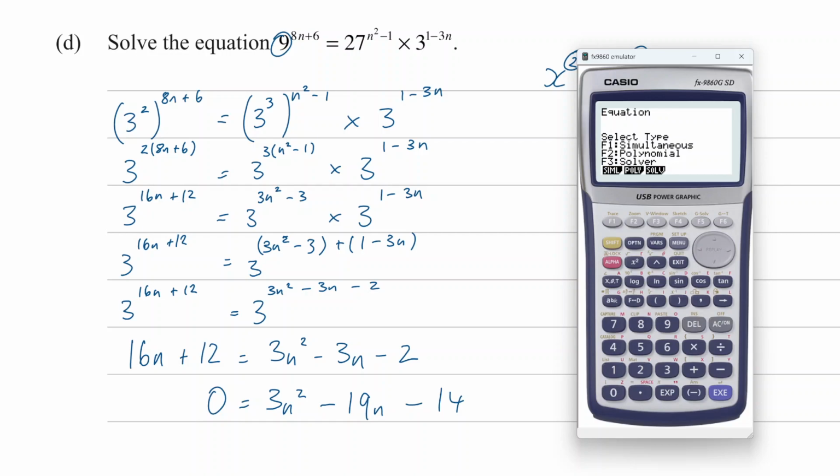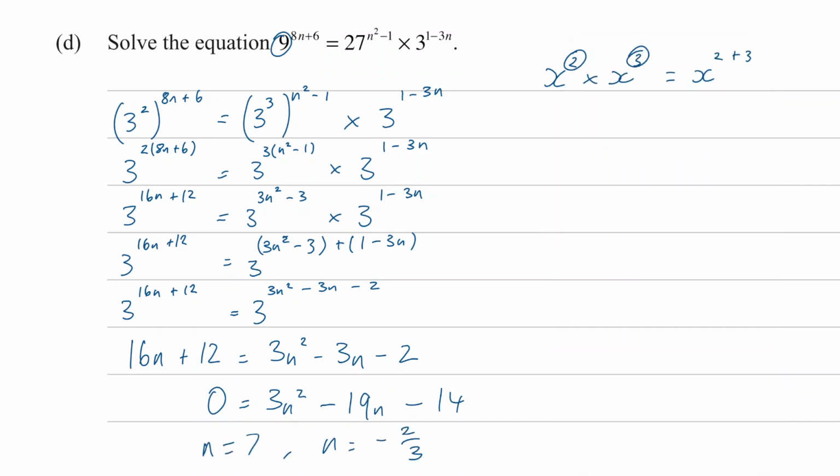Equation, polynomial, degree 2, a is 3, b is negative 19, c is negative 14. F1 to solve. So x is 7, or negative 2/3, or n is 7, or n is negative 2/3. So we've solved the equation all the way back up there. I know, it's a lot of work, so let's summarize this one.